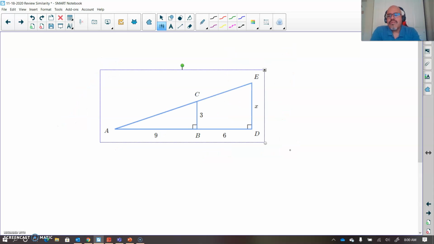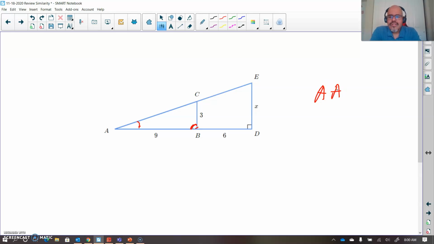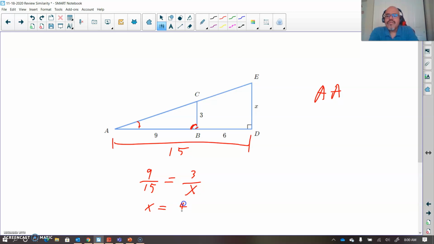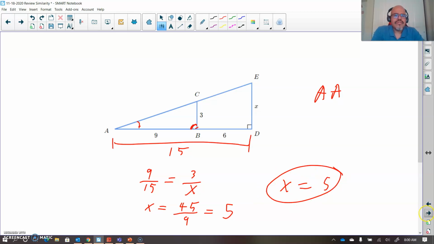So we have this particular example. We have this side, this angle, and this angle right here. So if we have angle, angle, this should be similar by angle, angle similarity. So we're going to do this by the similarity parts. The total right here is 15. So we have 9 to 15 equal to 3 to x, then cross multiply and divide. So x is equal to 45 divided by 9, which is equal to 5. So x is equal to 5. And that's it.